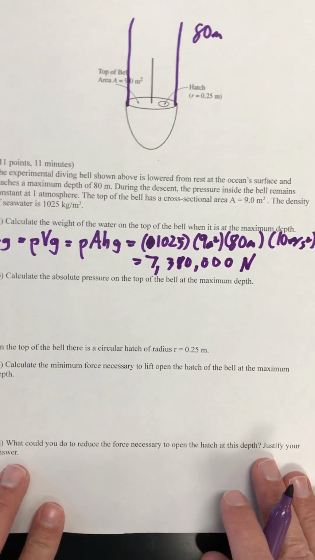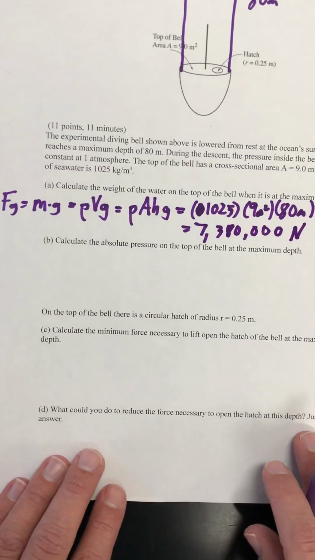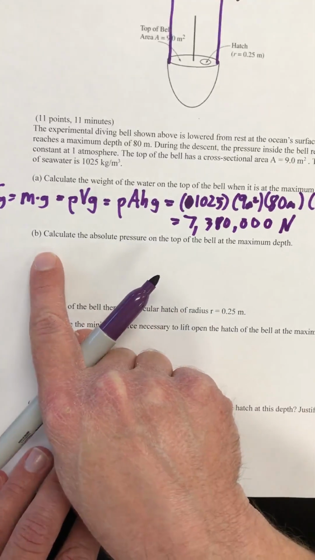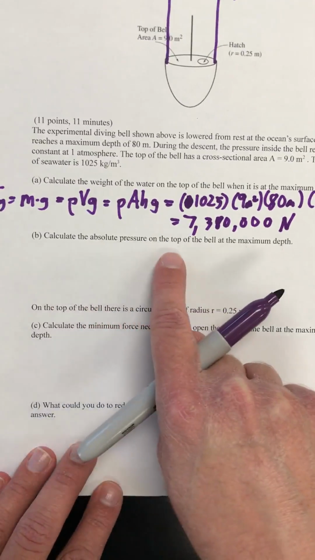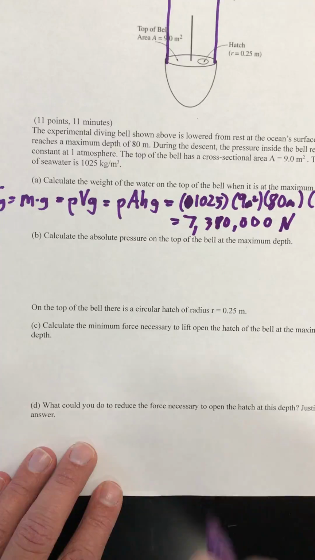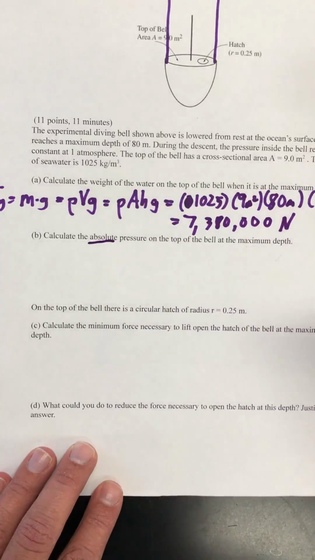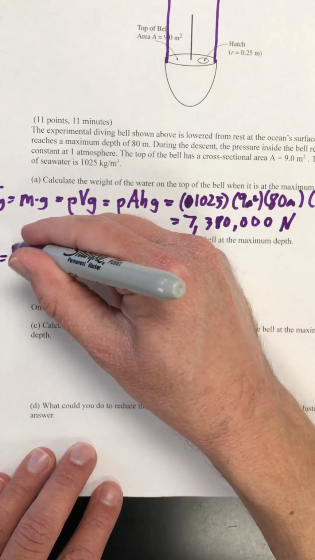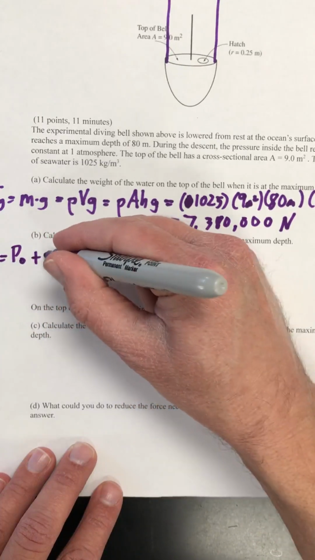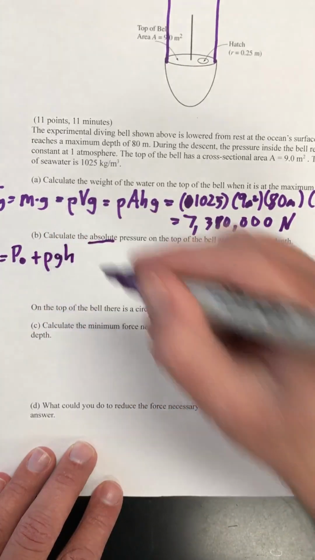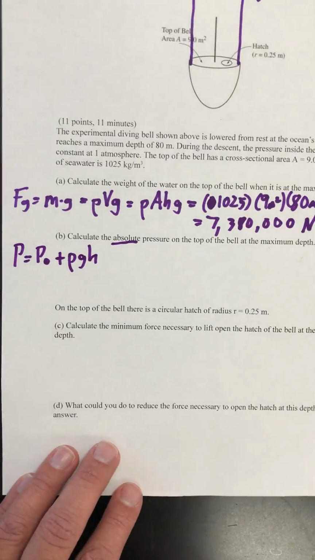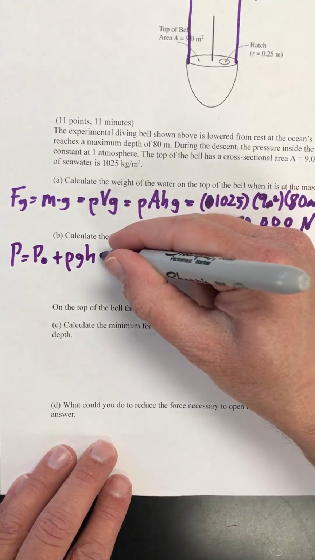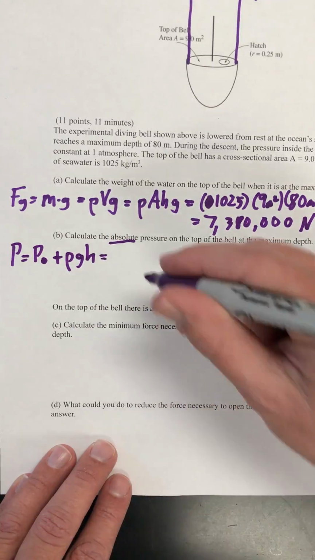I'll have to watch that, keep it all on the screen. B says calculate the pressure on top of the bell at maximum depth. The absolute pressure on top of the bell. So the absolute pressure will be atmospheric pressure plus density times gravity times height. So that equation is on your equation sheet there. We can just substitute in for all of these straight away.